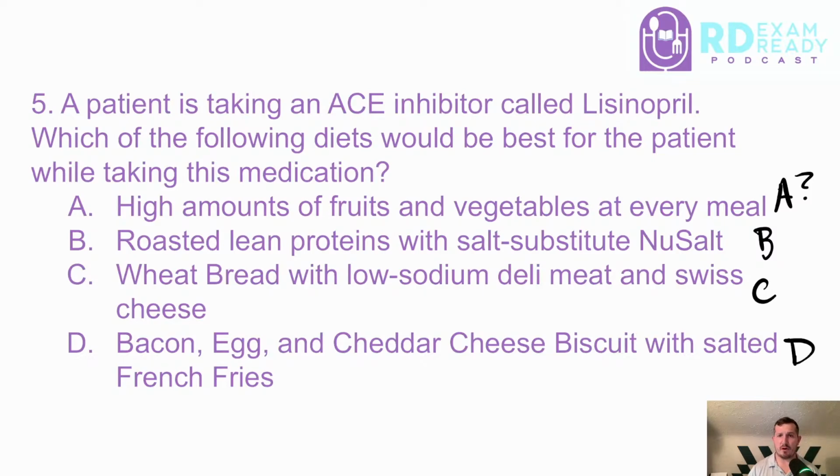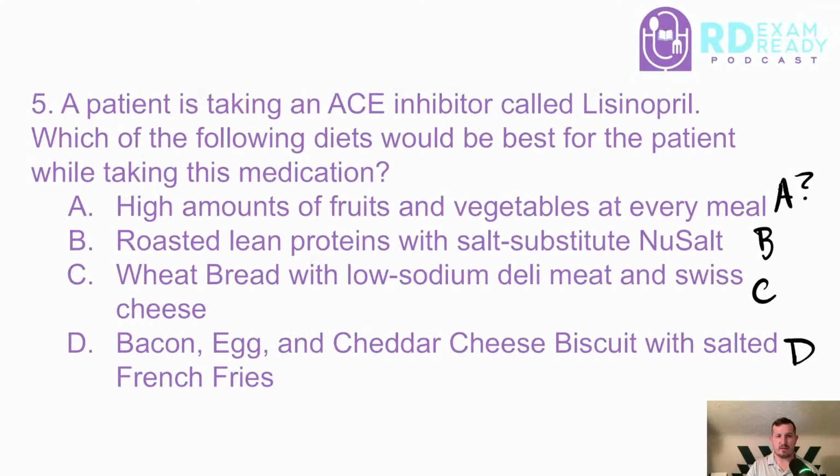B, roasted lean proteins with salt substitute, new salt. Oh, well, the roasted lean protein sounds pretty good to me. However, I don't think we want to do that new salt, right? The new salt's going to be no good because it's a salt substitute, and salt substitutes have a lot of potassium in them. And ACE inhibitors like lisinopril cause us to retain more potassium. So we do not want B. I don't like salt substitutes when it comes to blood pressure medication.